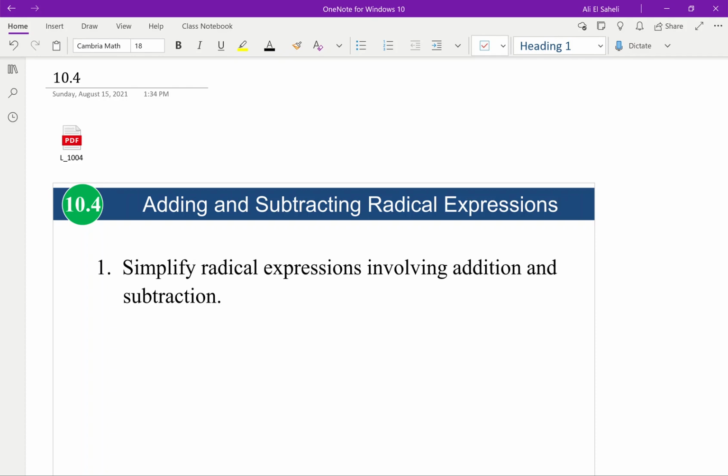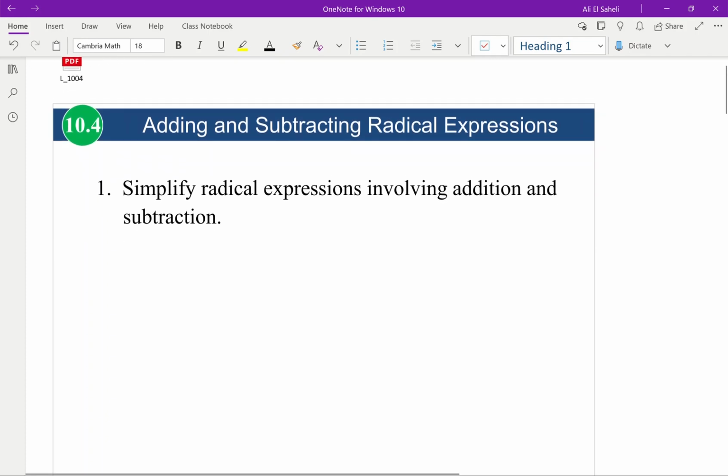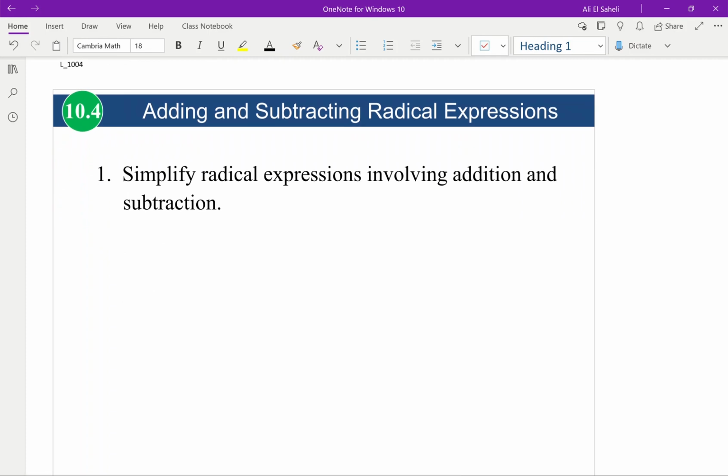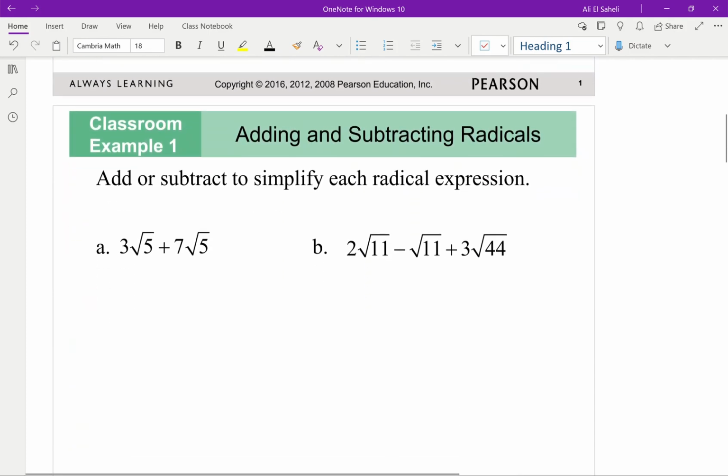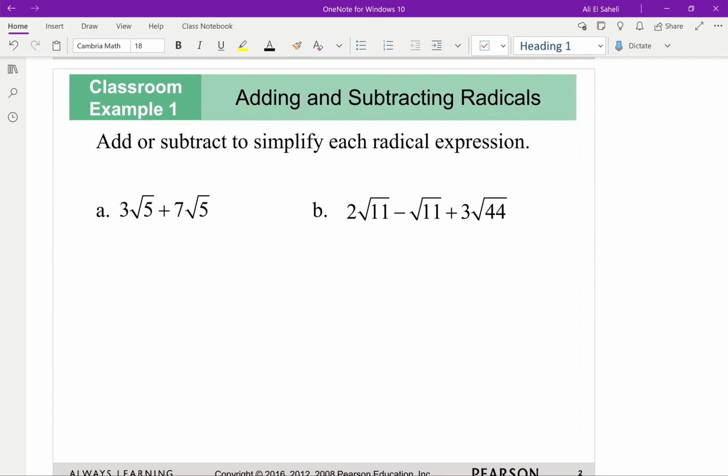In this section, we will learn how to add and subtract radical expressions. Now let's simplify radical expressions involving addition and subtraction. The idea is similar to when you are adding fractions.